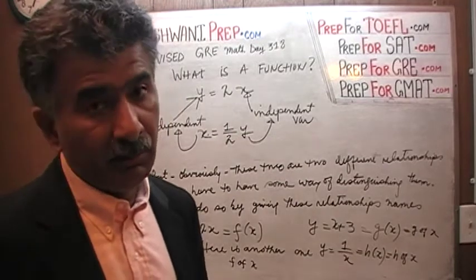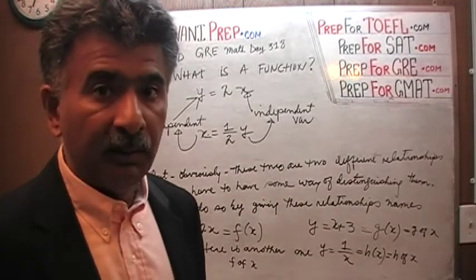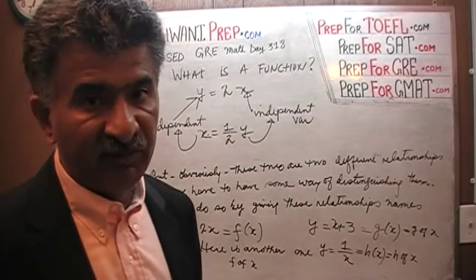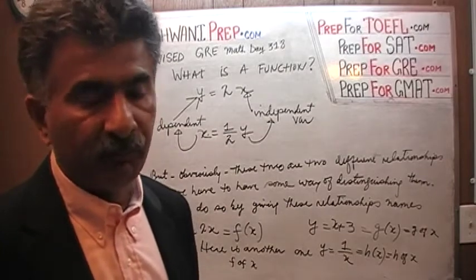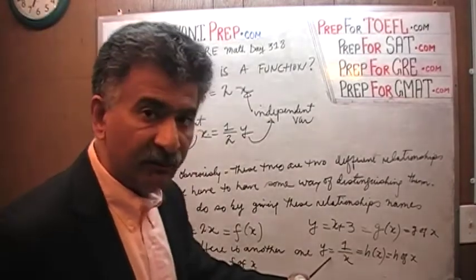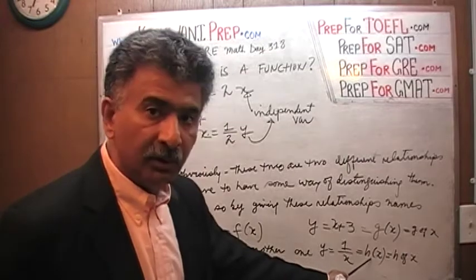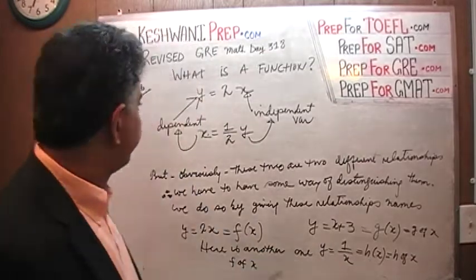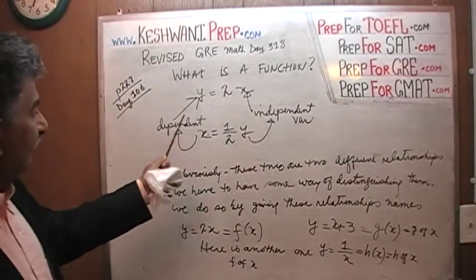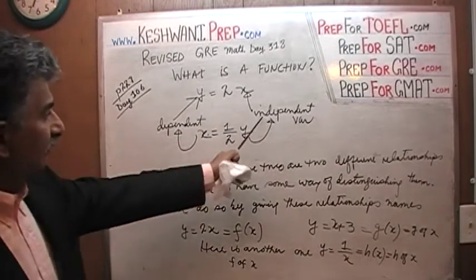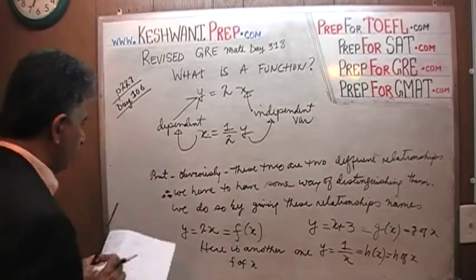If x is 1, y is 1 over 1, which is 1. If x is 2, y is going to be half. If x is 10, y is going to be 1/10, and so on and so forth. It's a different relationship, so you have to give it a different name. We called it h of x. In this format, this is called the dependent variable, this is called the independent variable. Let's go and continue then.